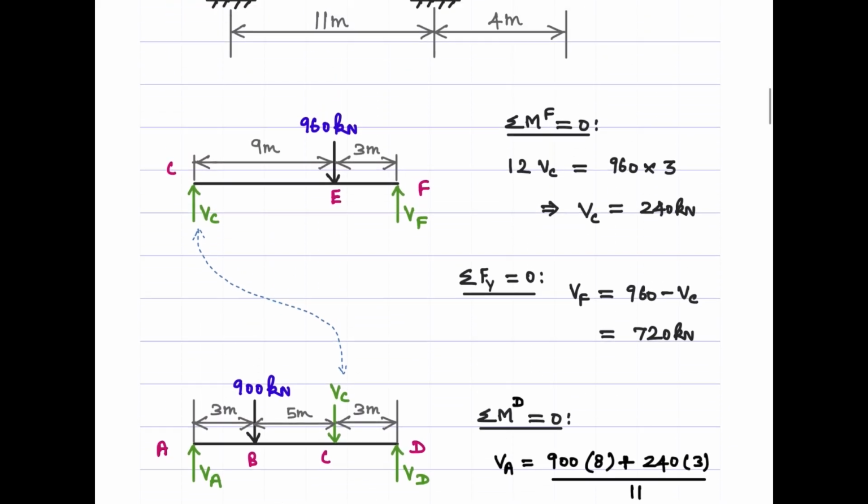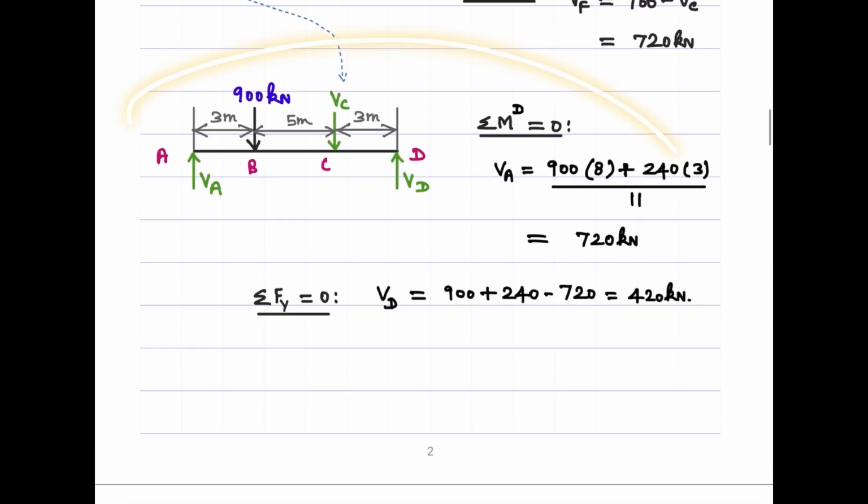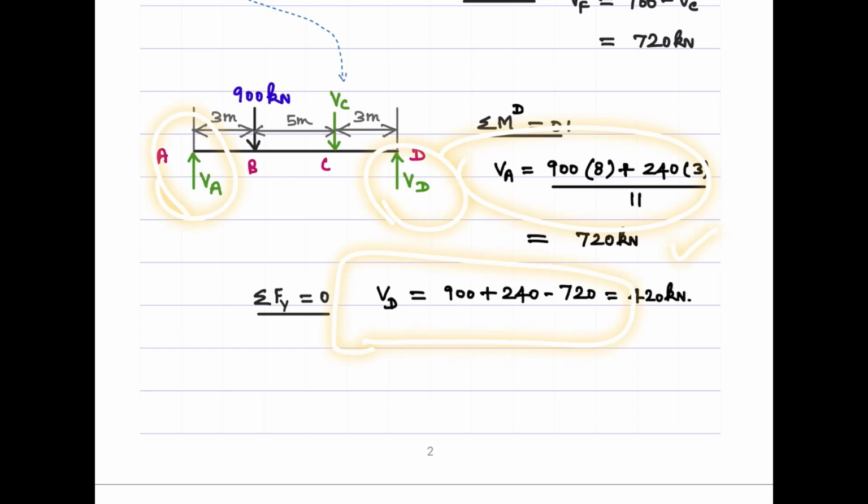If you understood this, you can also carry out the same operation here, right? So it says that sum of counterclockwise moments equals sum of clockwise moments. So when you rearrange, you will get the value of VA. Here, this expression says the sum of upward forces, that is VA plus VD equal to 900 plus VC, from which you can solve for the value of VD, right?